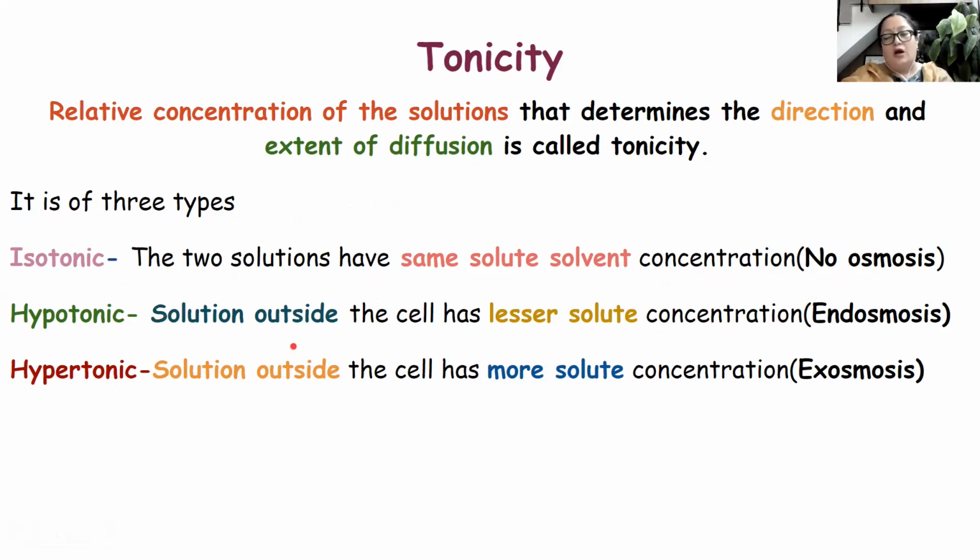Hypotonic, when the solution outside the cell has lesser solute and inside has more solute, due to which endosmosis, that is inward movement of water, will take place in a cell. Hypertonic, that means the solution outside the cell has more solute than the solution inside the cell sap, due to which water will be drawn out of the body of the cell, which is called exosmosis.